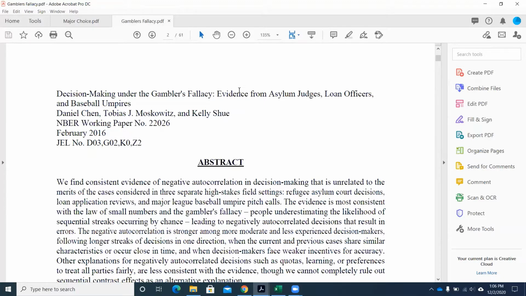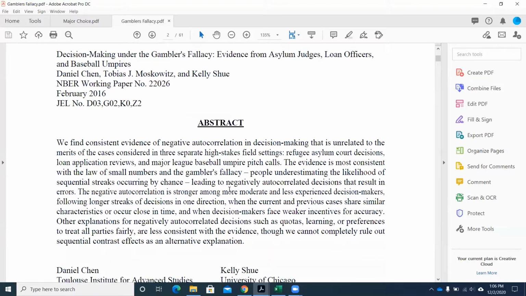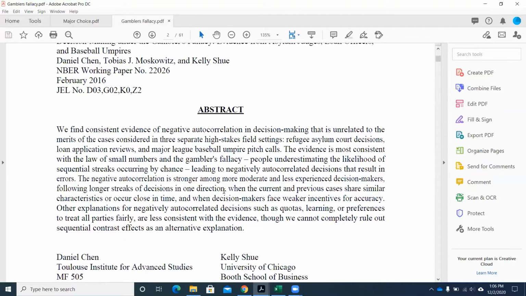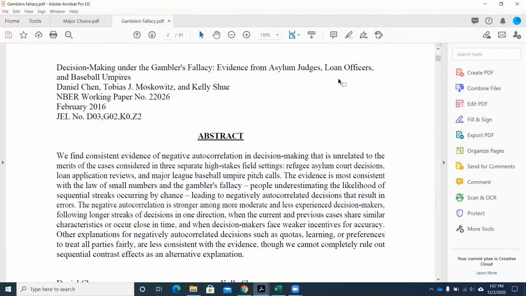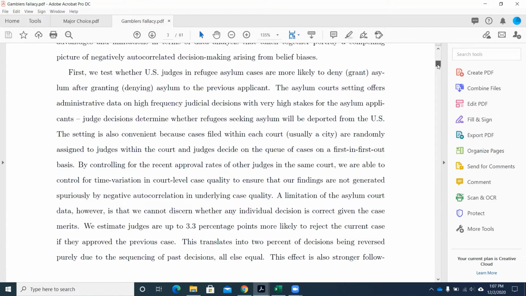So their idea was that maybe some people, in making decisions, act off this. They say, well, if I made this decision last time, I shouldn't make it again. And they're going to use 3 different types of examples to look at this. They're going to look at judges giving asylum, I can't remember the exact immigration-related asylum, loan officers, and then umpires. So we've got 3 different examples.